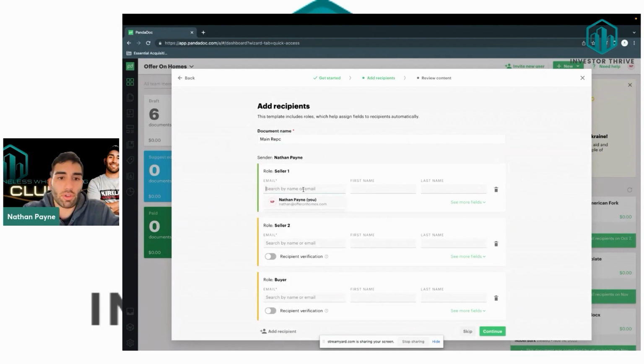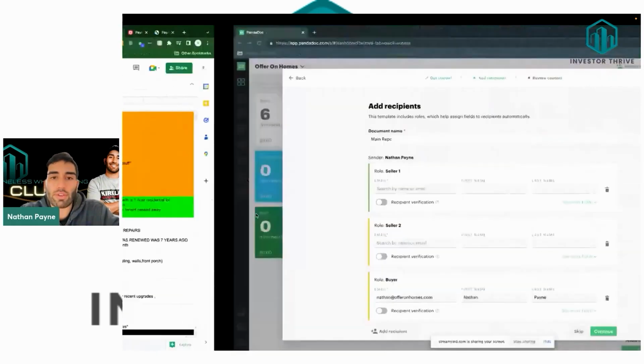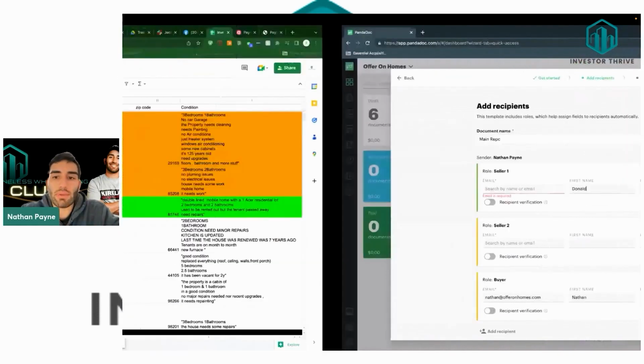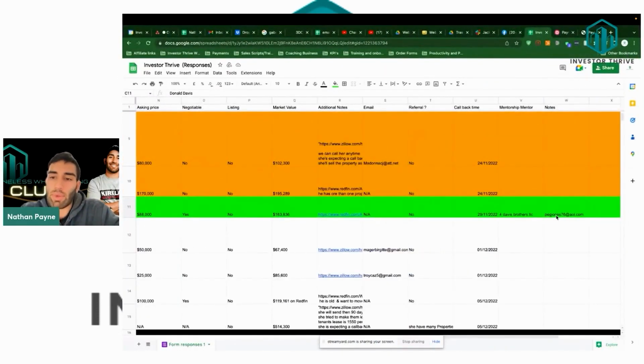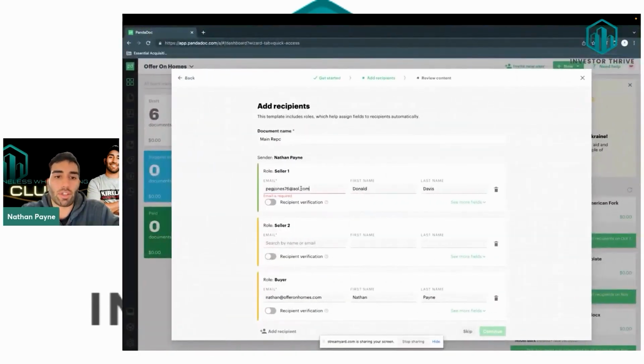So I'm going to be the buyer on this one. So you got Nathan, and then there's one signer for the seller. The seller's name is Donald Davis. All right. So we're going to put Donald Davis, and he told me to email it to his wife. And by the way, this is a mobile home that he owns the land in Tucson, and he accepted the offer.